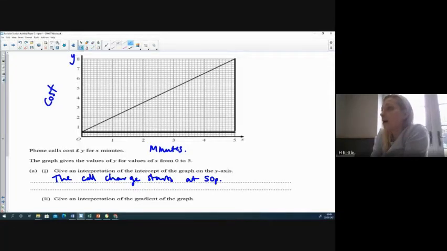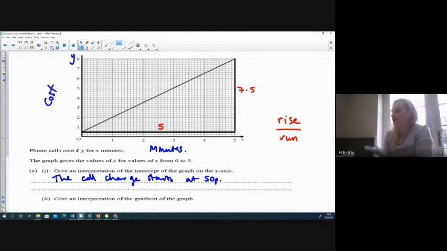So rise, how much has it gone up? Well, it's gone up by 7.5, because I started at half there, didn't I? So it's gone up by 7.5, and it's gone across in that time by 5. So rise divided by run is your gradient. How much has it gone up divided by how much it's gone across? So if we did 7.5 divided by 5, which I should definitely know in my head, is 1.5. So the gradient is 1.5. They've not asked me for it, but it's good to know how to work it out.